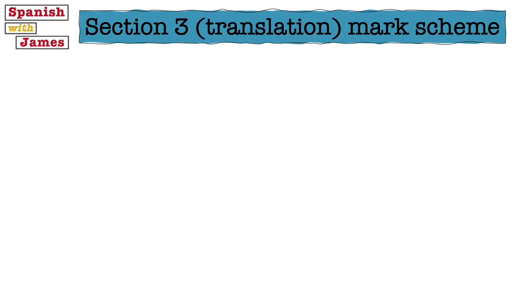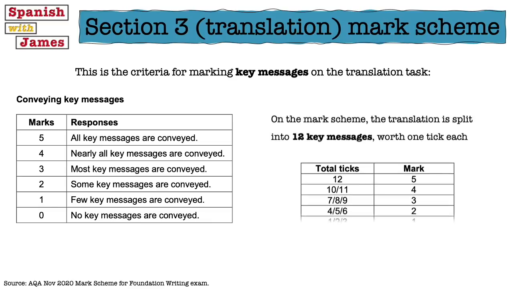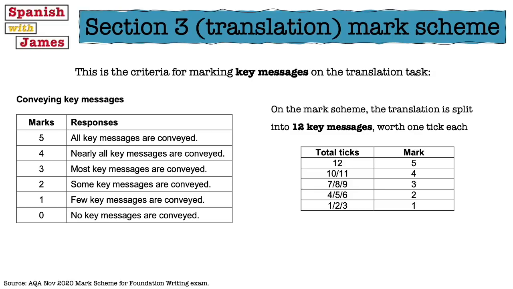So looking at the mark scheme, this is the criteria that the examiners use for marking the key messages. Now you can get 5 out of 5 marks, that's the best you can get on this section of the translation. But the key messages aren't just tick for a mark. Basically the translation, those 5 sentences on the mark scheme, they're split into 12 key messages. And each one of those is worth a tick. Now a tick isn't worth a mark.